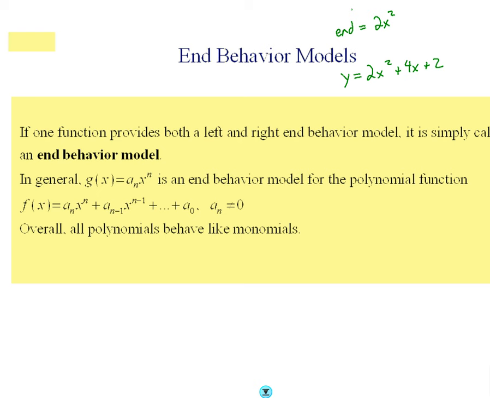In general, polynomials have an end behavior model of their first term, their leading coefficient. And that's all this is saying: g of x is my end behavior model for any function that looks like this right here.